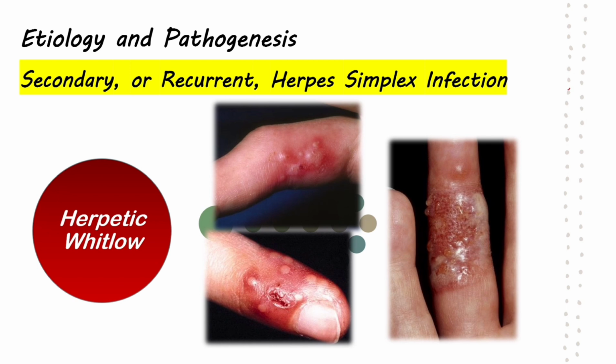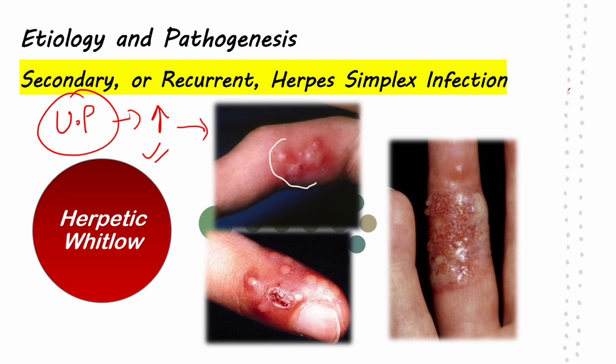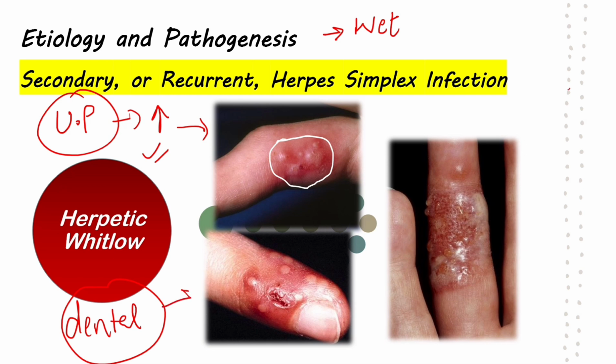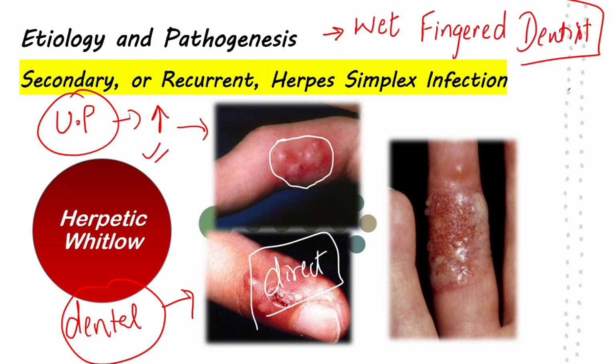Now, with the implementation of universal precautions and increased awareness of infection control measures, the incidence of herpetic whitlow has decreased. Prior to the widespread adoption of universal precautions and consistent use of examination gloves, herpetic whitlow was primarily affecting the dental practitioners, especially those who had direct contact with infected individuals. This infection earned the term wet-fingered dentist due to the nature of the transmission, often occurring due to the physical contact during dental procedures.